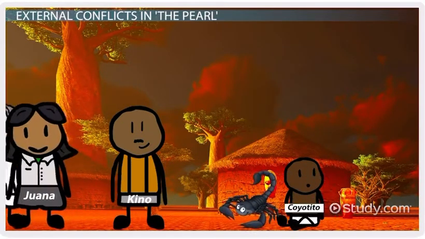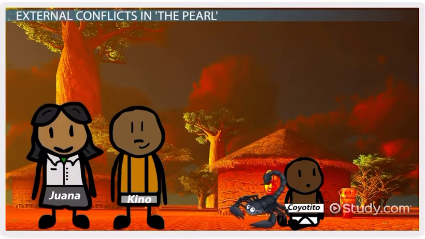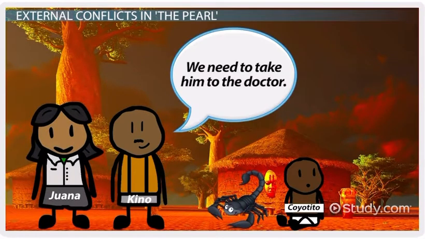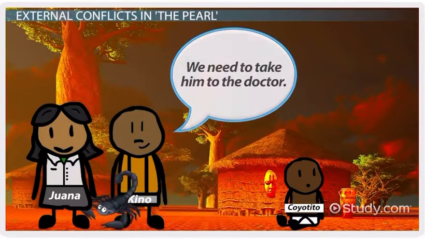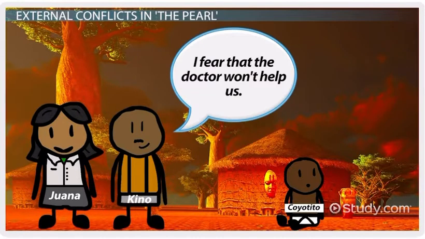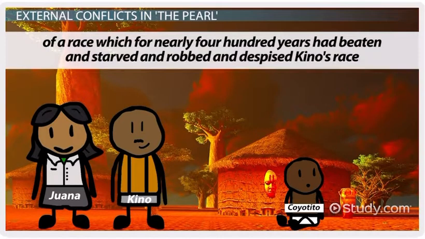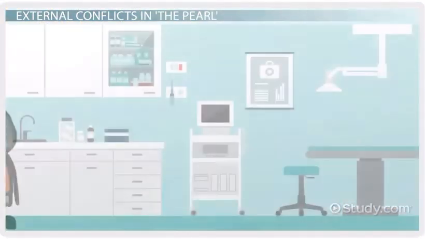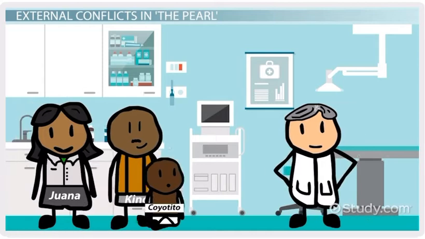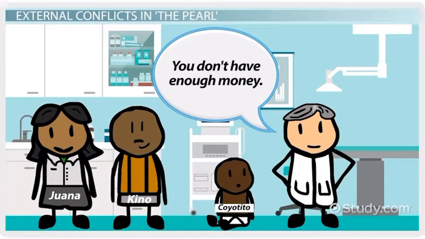In Chapter 1, baby Koyotito is bitten by a scorpion, and Kino and his wife Juana decide to take him to the doctor. This is a rare occurrence for simple native people, and Kino fears the doctor won't help him because he's of a race which, for nearly 400 years, had beaten and starved and robbed and despised Kino's race. When Kino asks for help for his son, he's denied because he hasn't enough money.